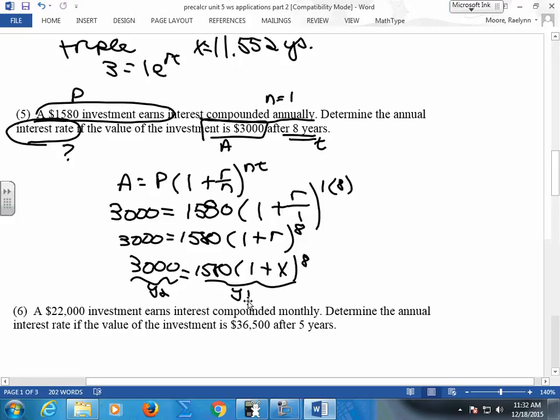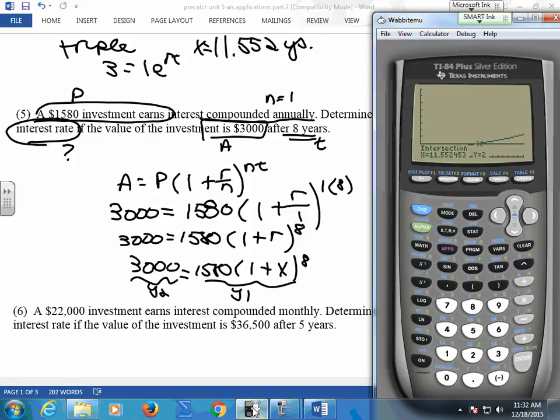What kind of number is a rate? A decimal. So let's think about that for a second. If I'm looking for a decimal, like if 8% is 0.08, I'm going to have to set my X a little bit differently. Let's get this in first. That's where your X goes. Raised to the 8. And we want to match up to 3,000.